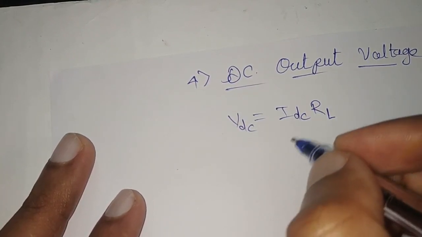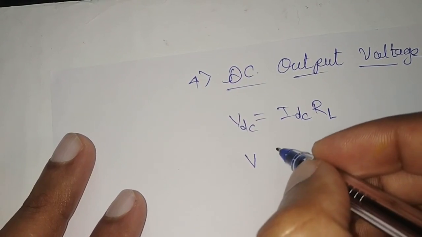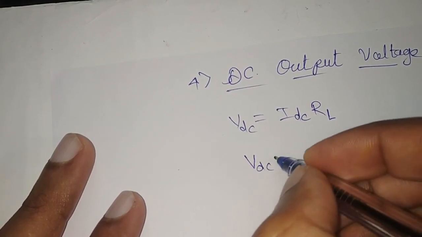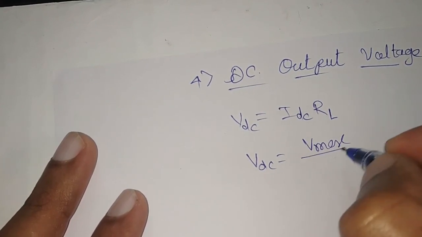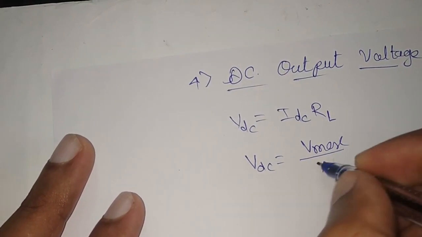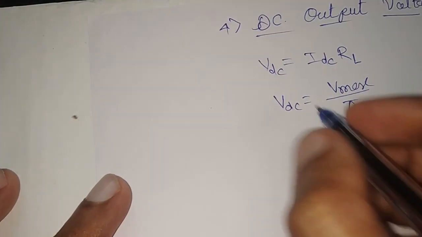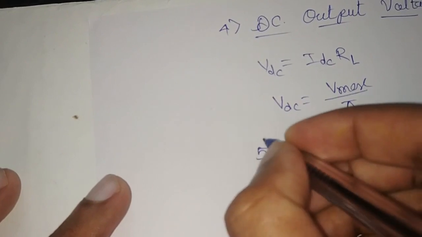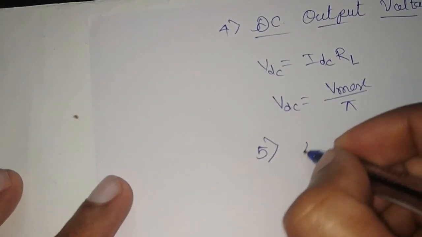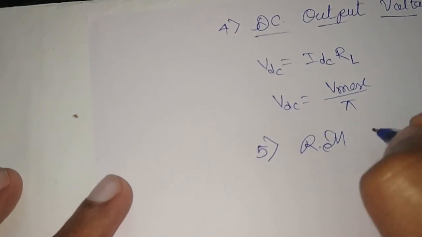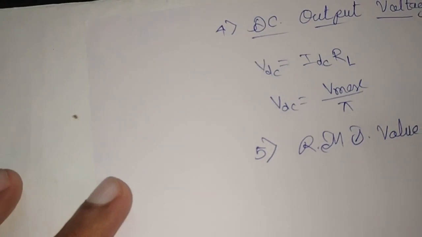We can simply get VDC, if we write in terms of max value, it will be V max by pi. So this will be the DC output voltage. The next parameter we have to see is RMS value of current, root mean square value of current.